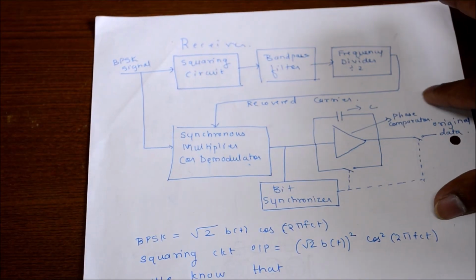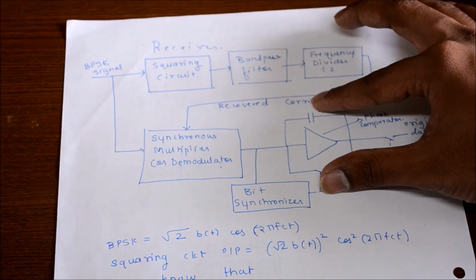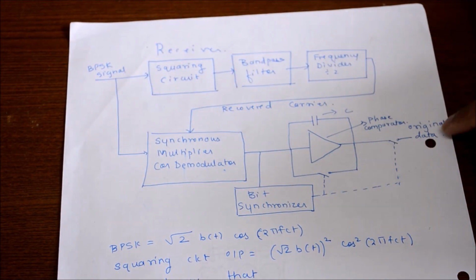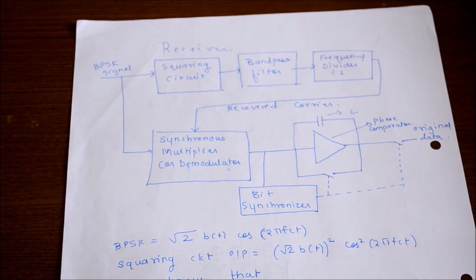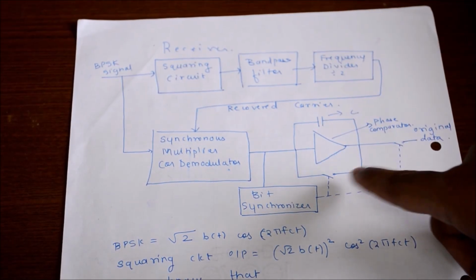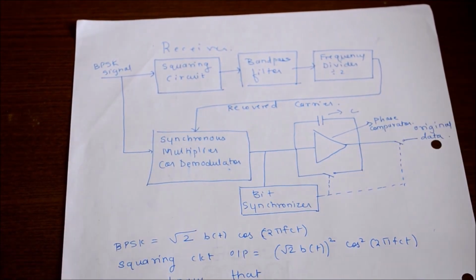Now this digital signal is not the original signal. To obtain it, we use a phase comparator, that is the integrate and dump comparator, to obtain the original data signal which is used at the input. The bit synchronizer is used to take the samples of the comparator.